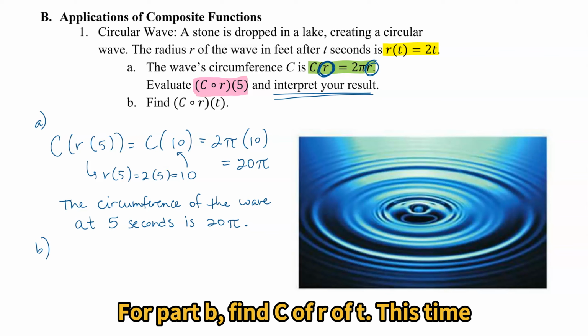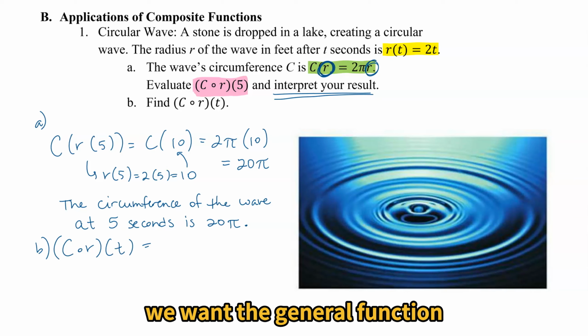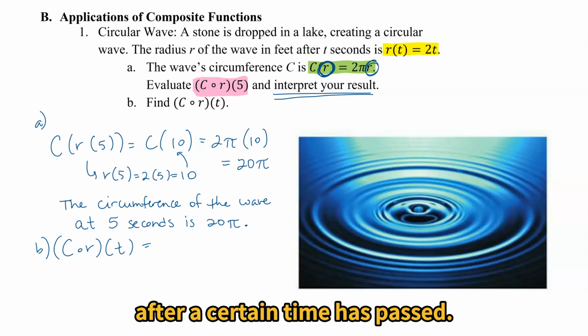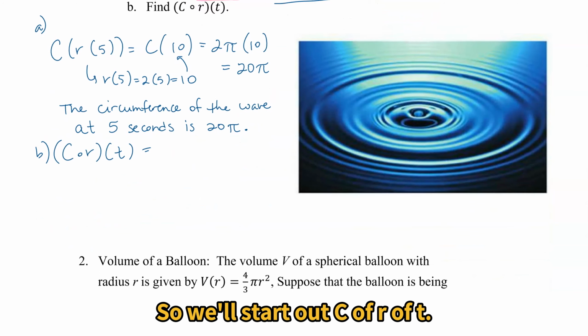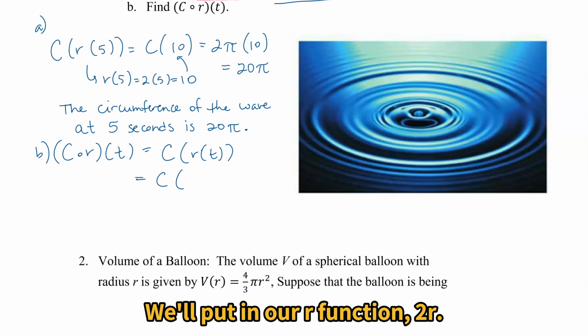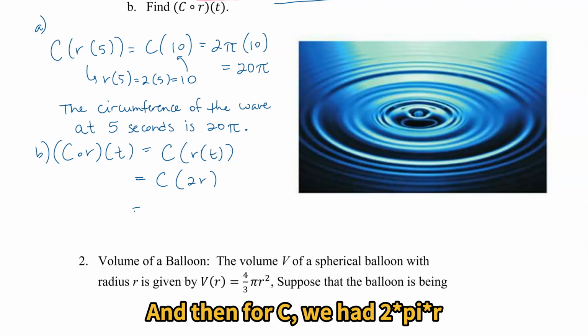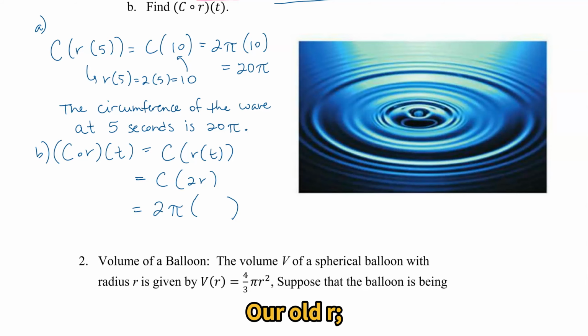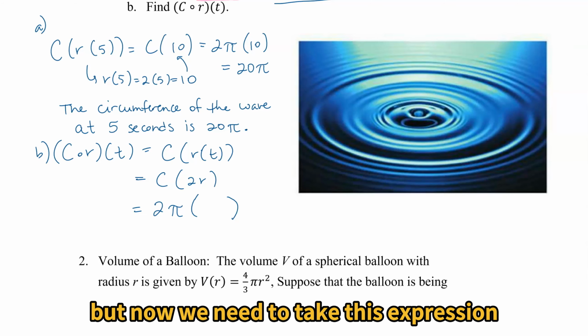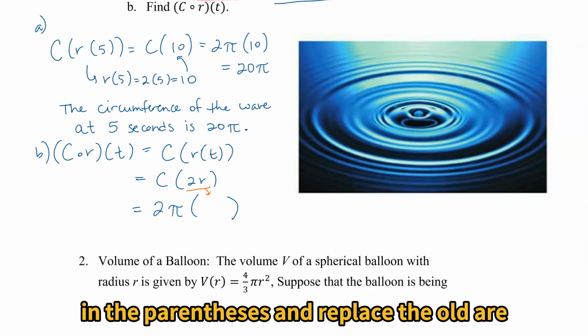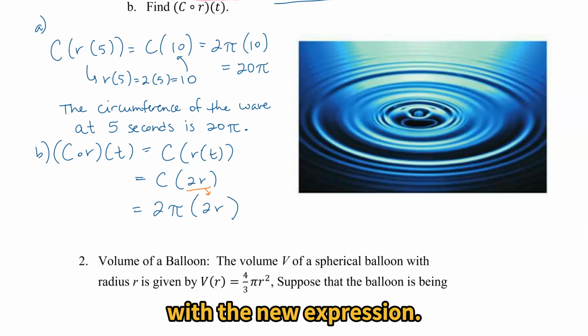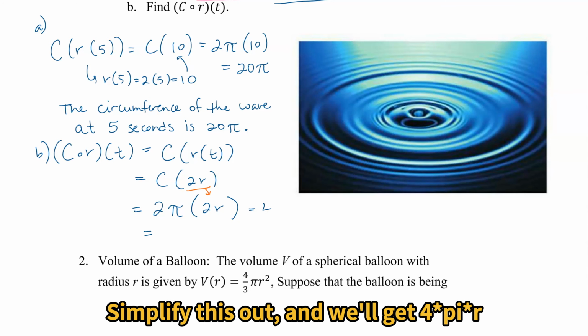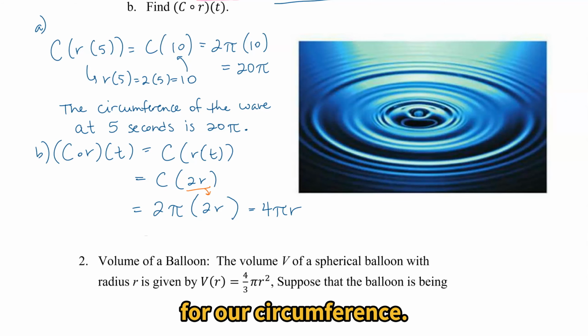For part B, find C of R of t. This time we want the general function that tells us the circumference after a certain time has passed. So we'll start out with C of R of t. We'll put in our R function, 2t. And then for C, we had 2 pi r, our old r, but now we need to take this expression in the parentheses and replace the old r with the new expression. Simplify this out, and we'll get 4 pi r for our circumference.